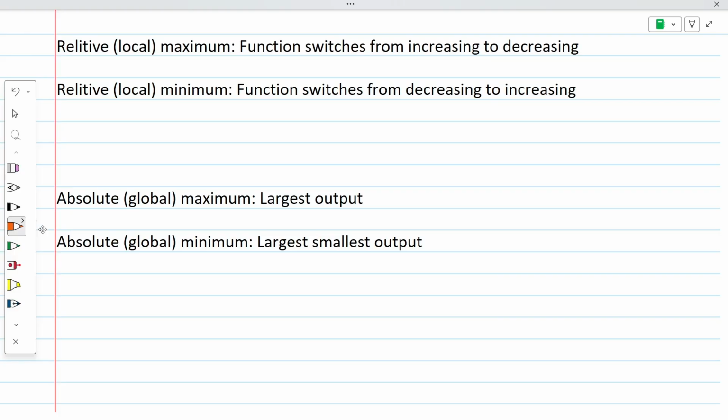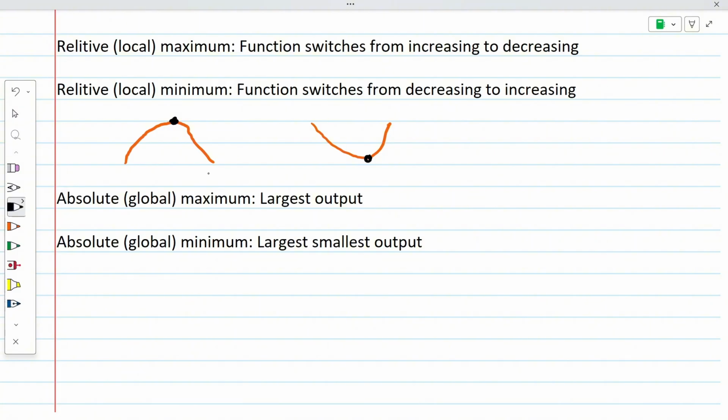Okay, now let's talk about extrema. So we have relative maximums and minimums and also absolute maximums and minimums. And so what this means is a local maximum is just any time where a function switches from increasing to decreasing. So if a function is increasing and then it starts decreasing, we have this maximum here, and we call that a local maximum. Okay, and if it switches from decreasing to increasing, we have this local minimum. Okay, and this absolute maximum or absolute minimum is just the largest output or the smallest output.